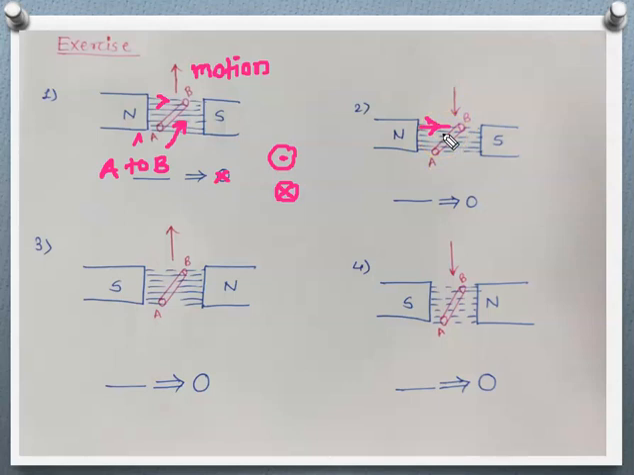Then the middle finger will indicate towards us. The middle finger indicates the direction of EMF towards us. Towards us means from B to A. So the direction of induced EMF will be B to A. And the direction of current is towards us, that means a dot here. So place a dot here. In this way we can find the direction of induced EMF.